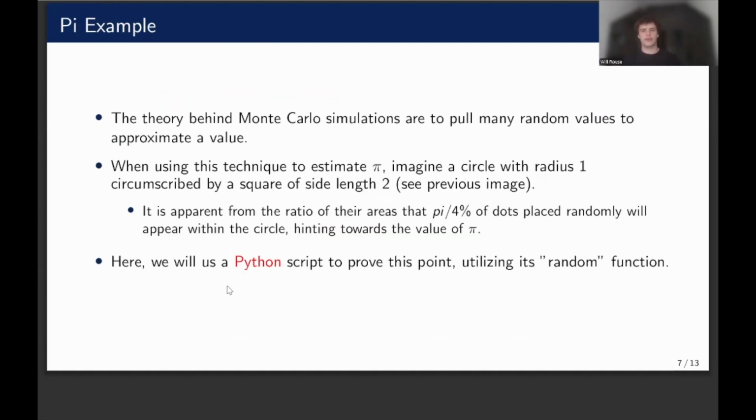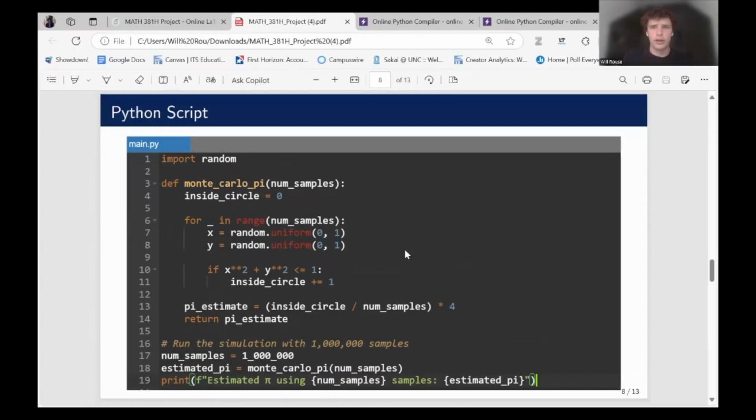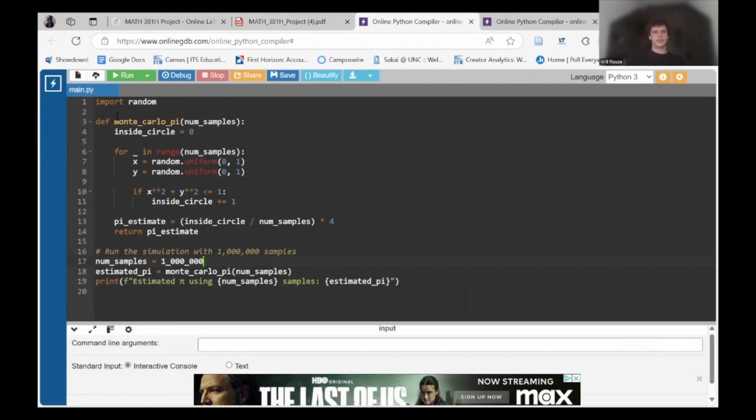So here we use a Python script to prove this point using its randomization function. Here's a little Python code that I've strung together. By no means am I a computer science major, but this will do the trick. Here is the actual IDE where you can run software, with what I have written down. So we're going to look at the number of random dots, and see how many of them will land inside the circle. This is what our variable is. The variable inside_circle is the number of dots that will land inside the circle.